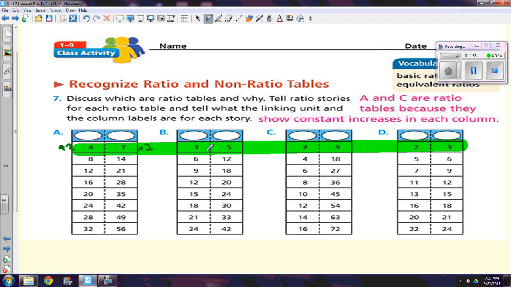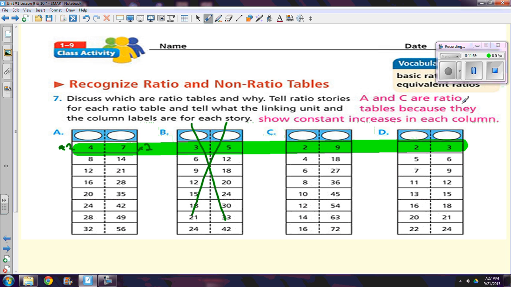So let's look at B here real quick. You have 3 to 5, and then 3 to 6. So it's going up by 3 or multiplying by 2. But 5 times 2 is 10. 5 plus 5 is 10. So that's why B is not a ratio table.